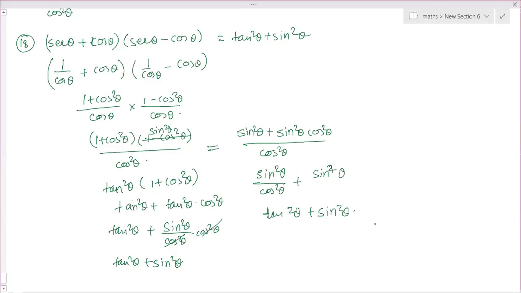Many methods are there. Ma'am, I took the a plus b, a minus b method. Yes, here itself you will get sec square theta minus cos square theta. Ma'am, I then added plus 1 minus 1. I took sec square theta minus 1 plus 1 minus cos square theta. So sec square theta minus 1 will become tan square theta, and 1 minus cos square theta is sine square theta.